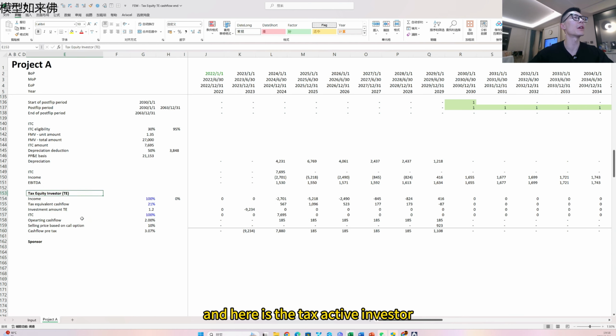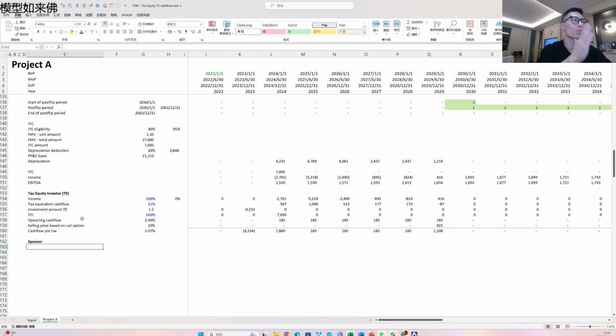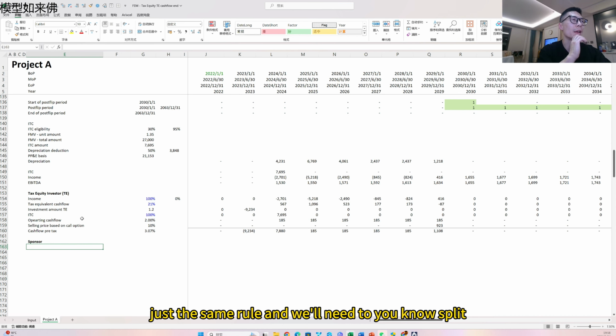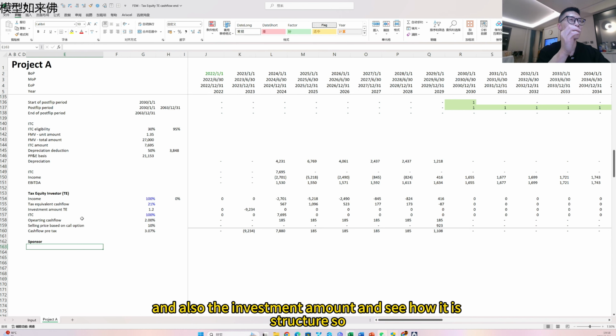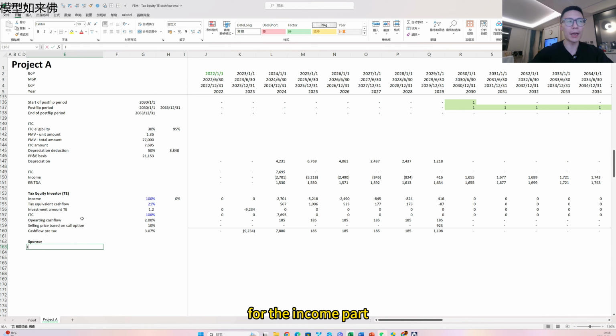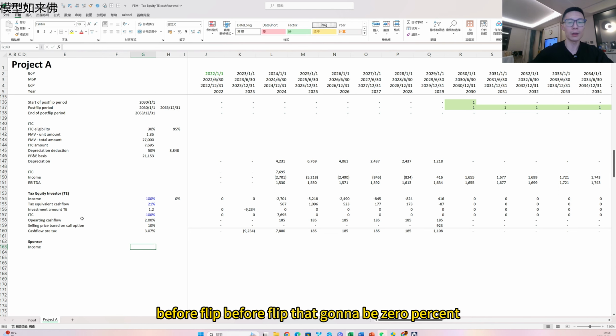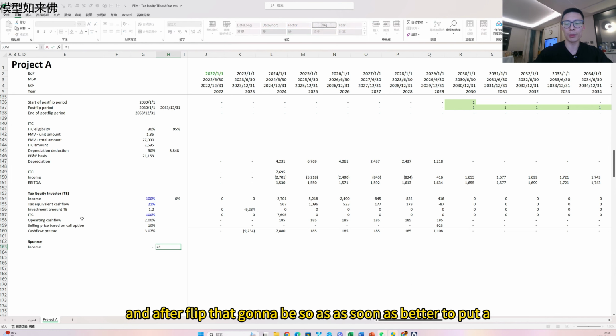And here is the tax equity investor. For the sponsor, just the same rule, and we'll need to split the ITC income and the EBITDA, and also the investment amount, and see how it is structured. So for the income part, before flip, that's going to be 0%, and after flip, that's going to be.